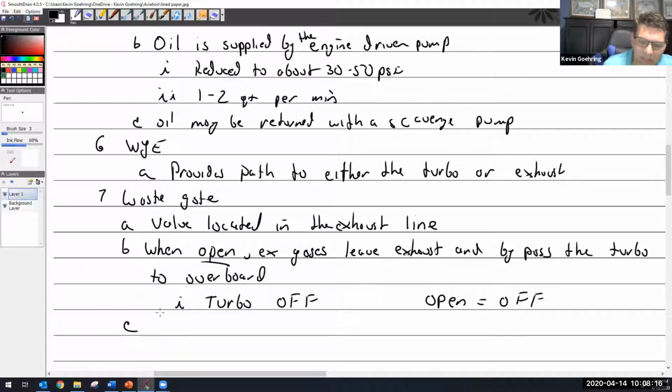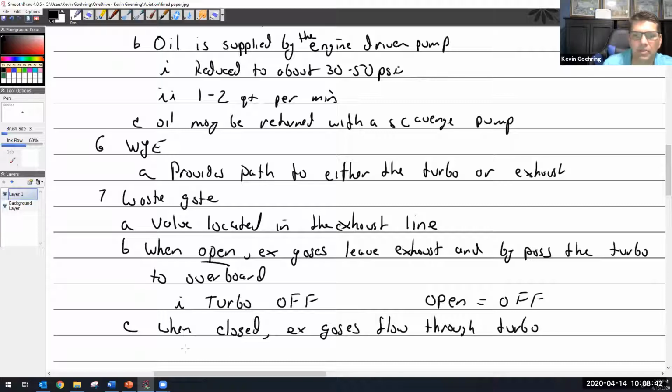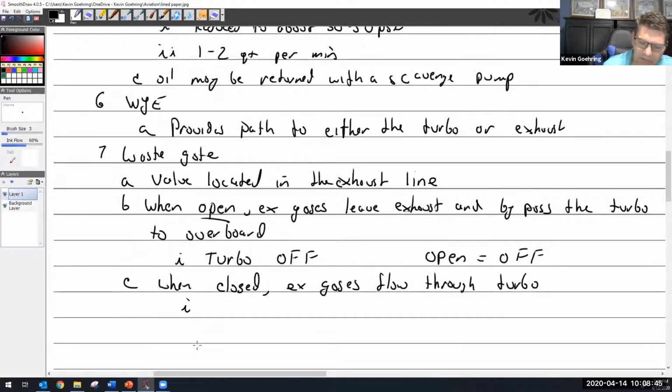So, when closed, exhaust gases flow through the turbo. And so that is turbo on. Turbo on, so closed equals on. And of course, it's just like you would with a throttle valve.